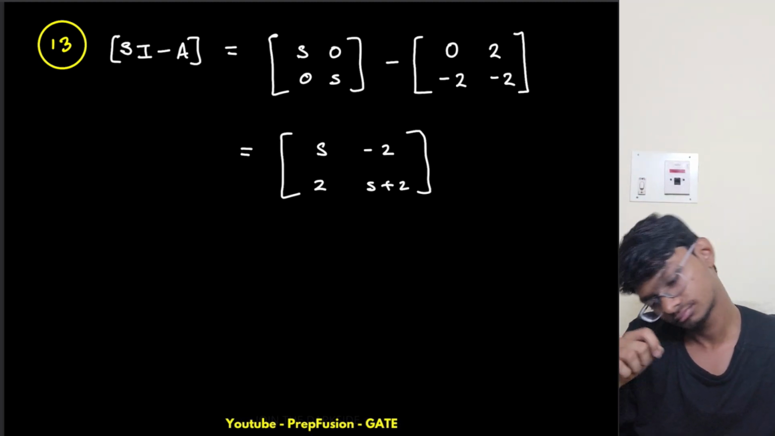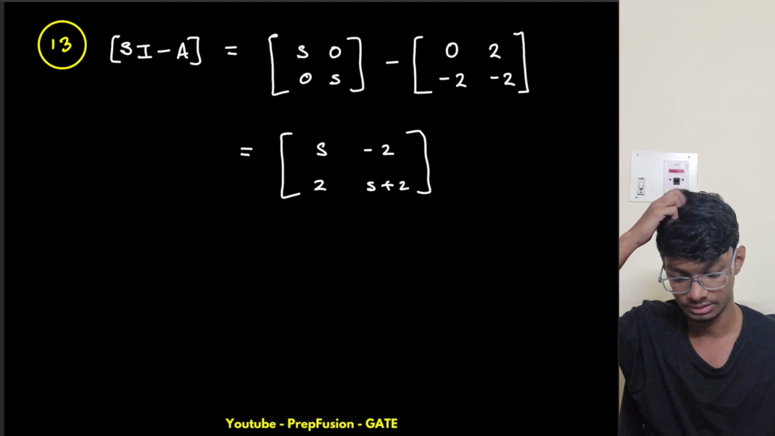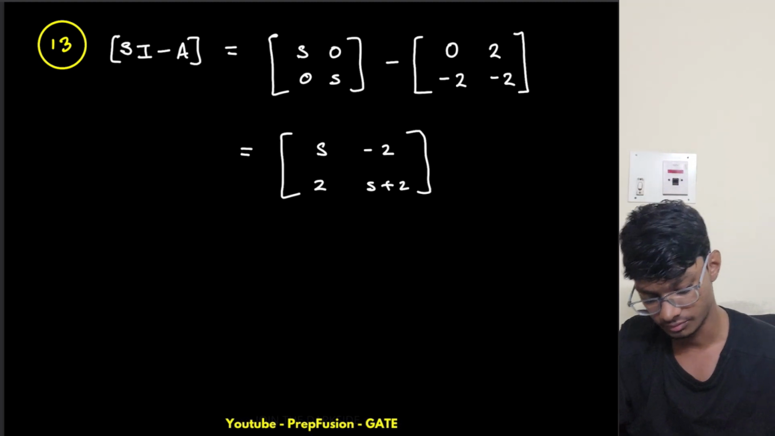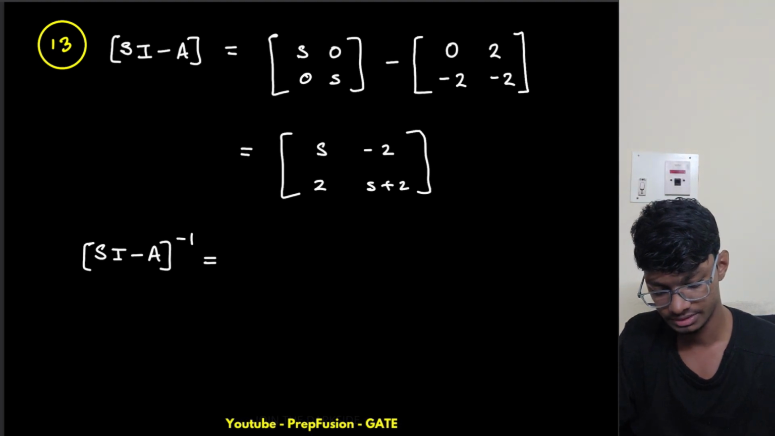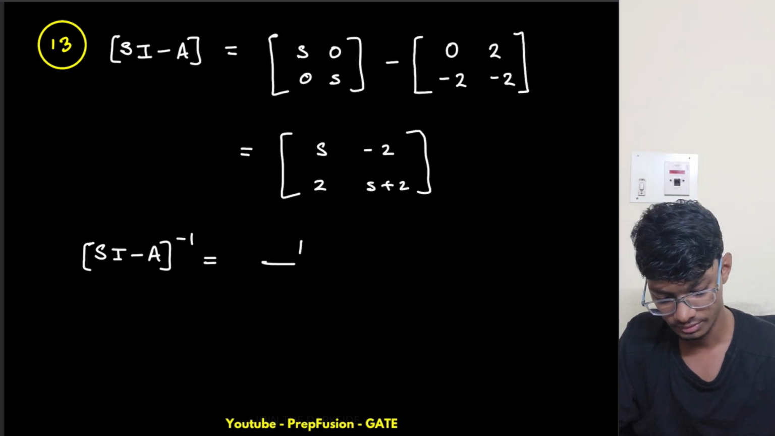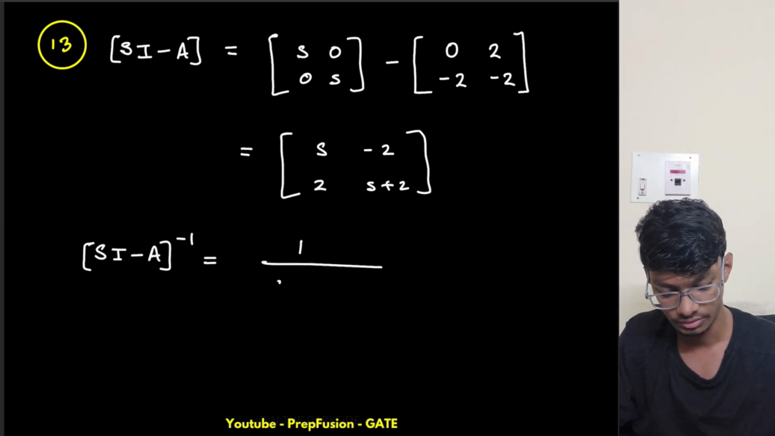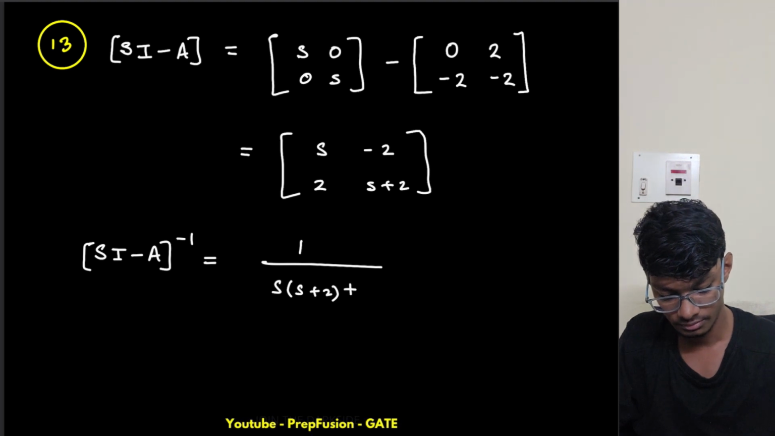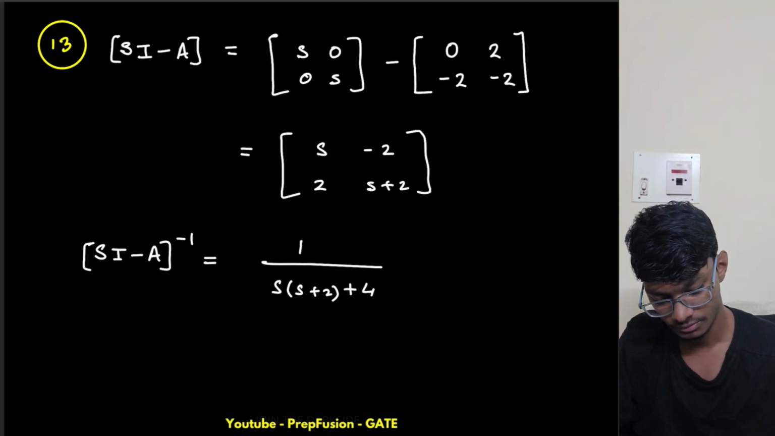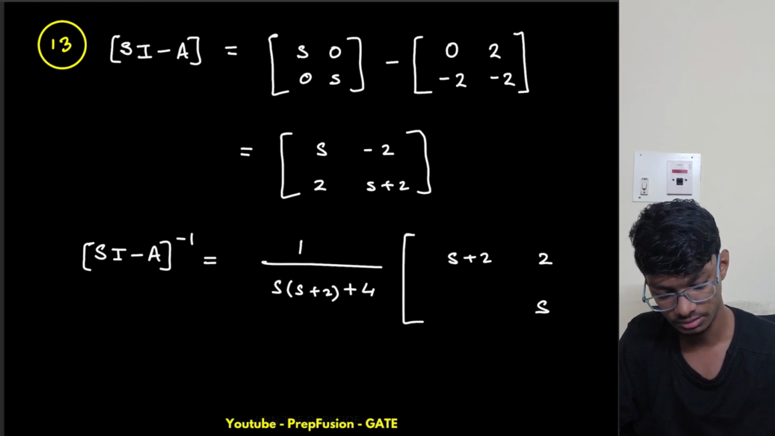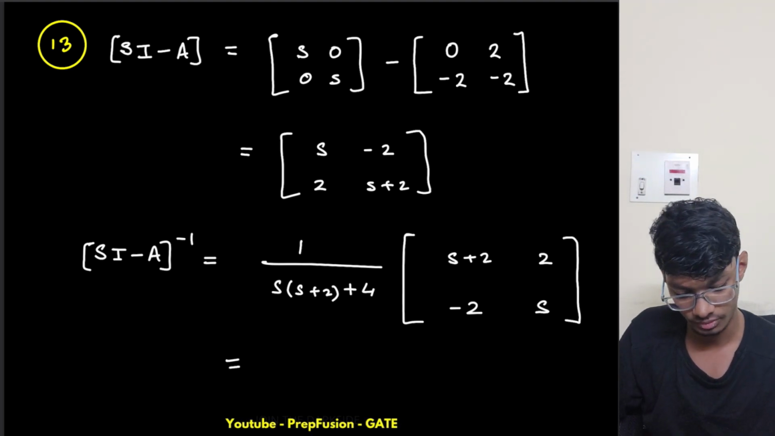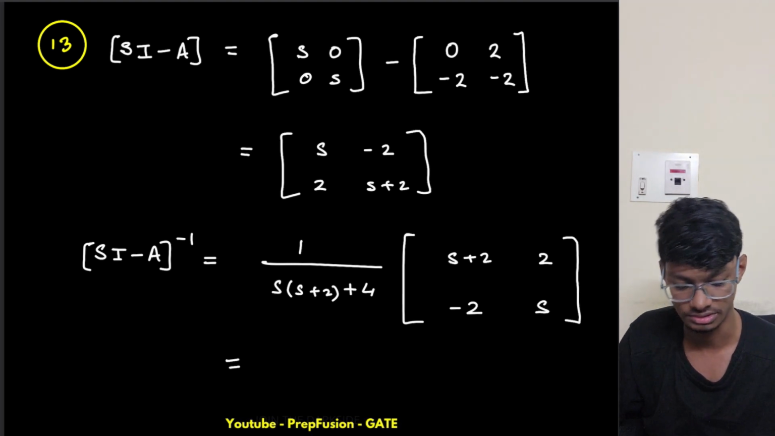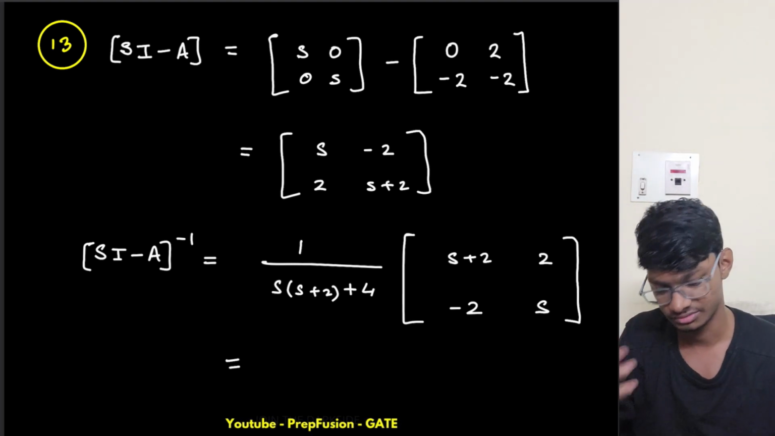Now if I simply do the inverse, what will be my inverse? My sI minus A inverse will be, first I will write the determinant, that is s into s plus 2 plus 4, times the matrix where the main diagonal elements get swapped and the off-diagonal elements just reverse their sign. So this is s plus 2 whole square, or is it, yeah, s square plus 2s, no, this is s plus 2 whole square. Okay, so this is in that format only.